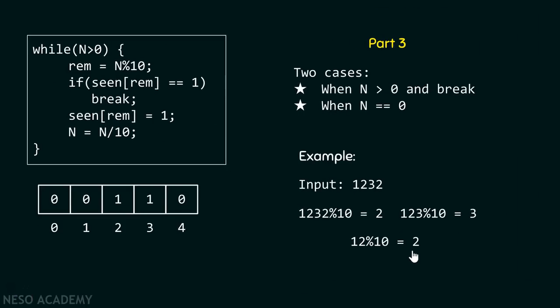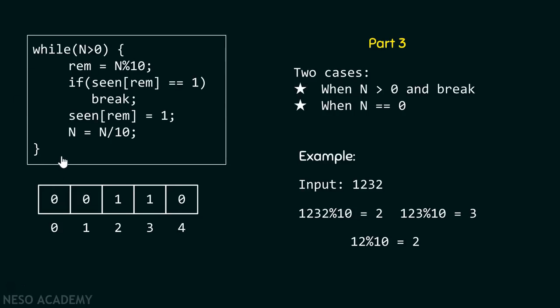Now I will check whether I have seen this digit before or not. Yes, I have seen this digit as indicated over here. As rem is equal to 2, and seen 2 means I will go to that particular location and access the value that is stored in that location, which is equal to 1, and 1 is equal to 1, right? That means I have seen this digit before. Now as the condition is satisfied, with the help of this break statement we come outside of this loop.